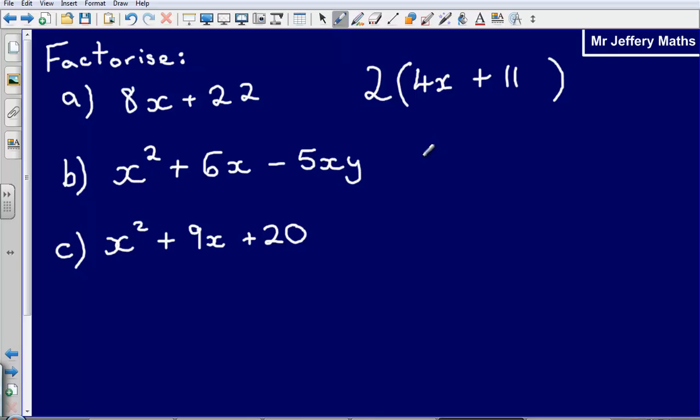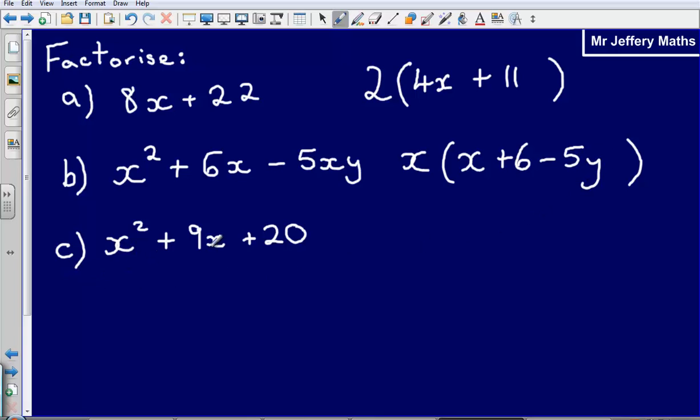Part B, again I'm being asked to factorise, so I need to find out what do these things have in common. They all have x's in common. So I'm going to have x on the outside of my bracket. And then what do I need to multiply x by to reach x squared? I need to multiply it by x. What do I need to multiply x by to reach plus 6x? That's just going to be plus 6. And then what do I need to multiply x by to reach negative 5xy? Well, that's going to be minus 5y.